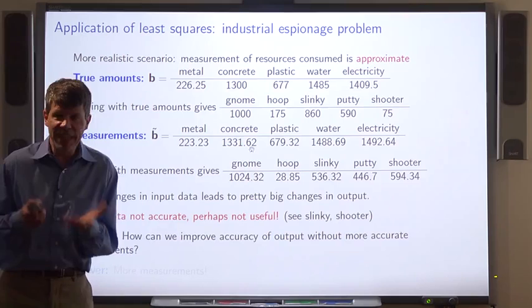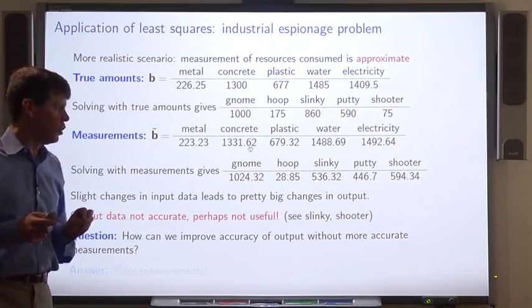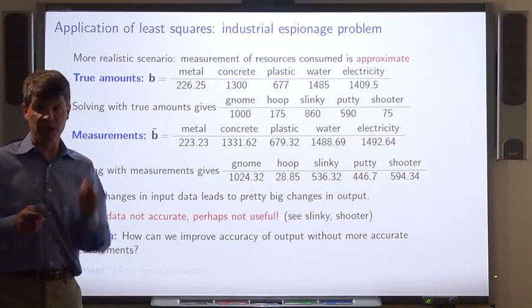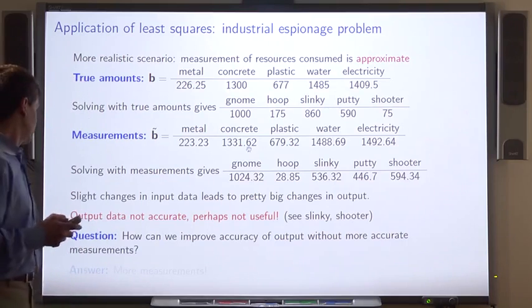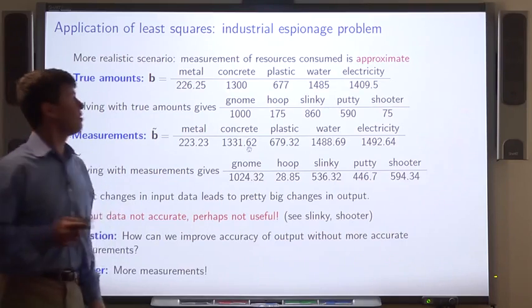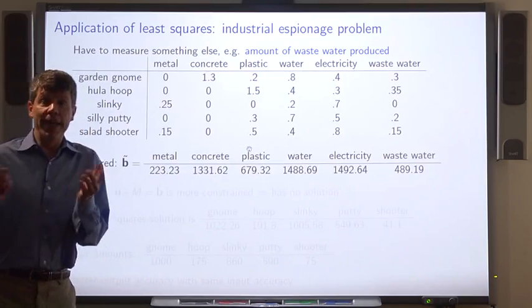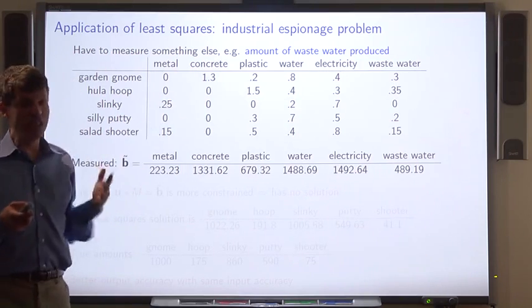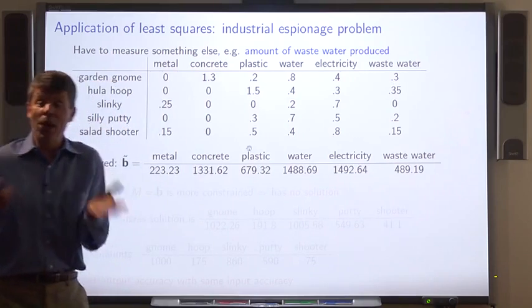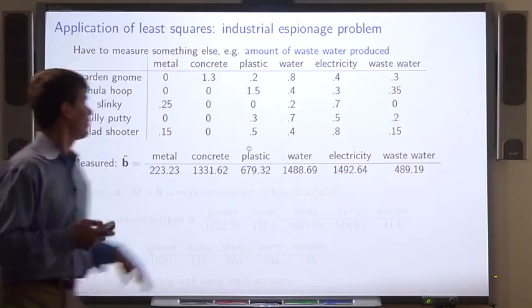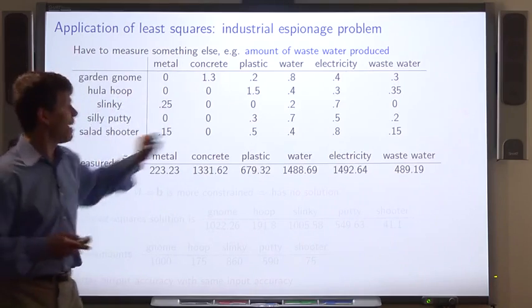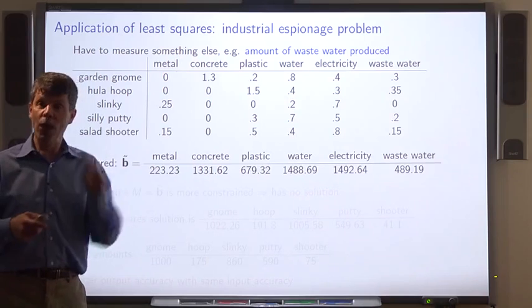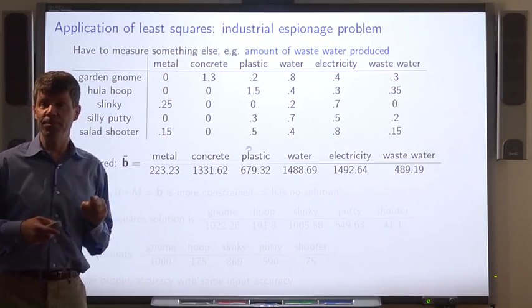So how can we improve the accuracy of the output without getting more accurate measurements of the resources, without having more accurate inputs? And the answer is we take more measurements. So in this problem, we have to measure some other resource. This isn't really a resource, but let's say we could measure the amount of wastewater produced by this factory. So now we get a slightly bigger table with one more column. The new column tells us for each product how much wastewater is produced per item manufactured.